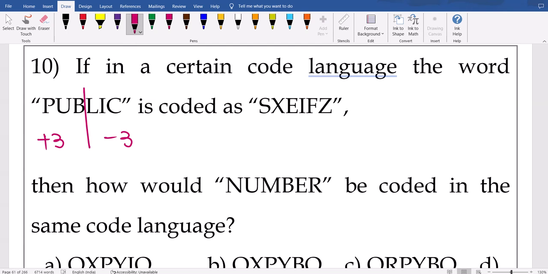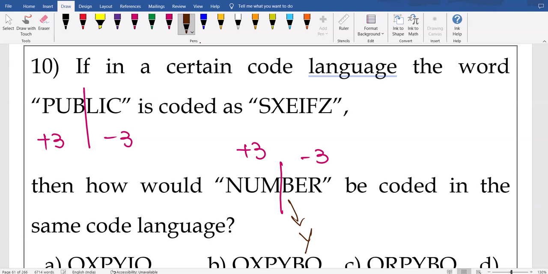How, sir? What is the C value? 3. 3 minus 3 is 0, and 0 is Z. For the first 3 letters plus 3 logic, for the last 3 letters minus 3 logic is given. If you apply the same thing here, plus 3, and here minus 3. B is 2, or 28 also I can take. B is 2, minus 3 is minus 1, so we have to get Y.